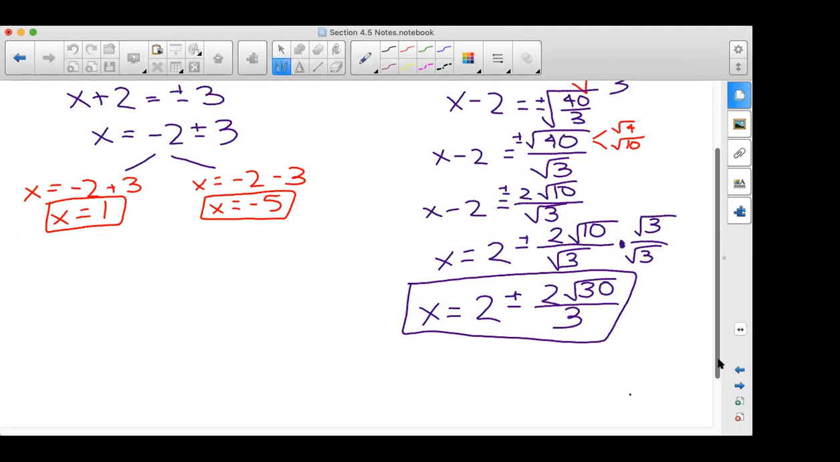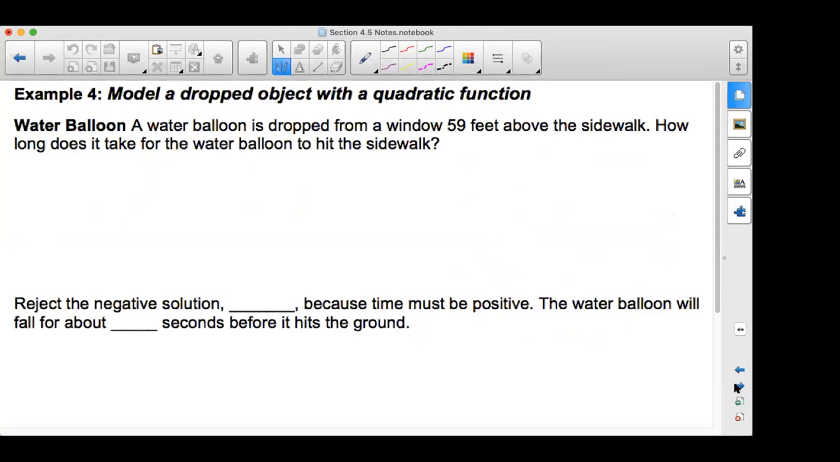Okay, so now we're going to look at an application problem. Example 4 says modeling a dropped object with a quadratic function. So we have a water balloon. A water balloon is dropped from a window 59 feet above the sidewalk. How long does it take for the water balloon to hit the sidewalk?